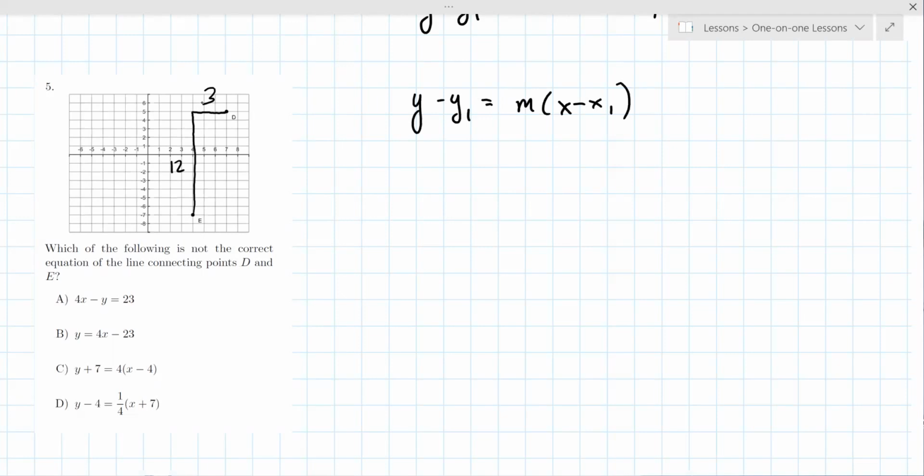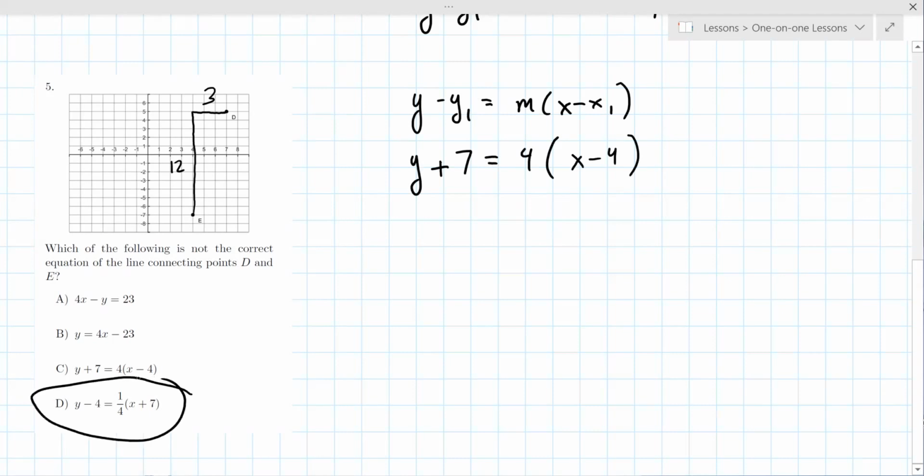So how many equations in point slope form can you write from the given information? 2. I can do the other one. So there's always the possibility that you could have y plus 7 equals 4 times x minus 4. Okay, good. So the one that's not correct is this one.